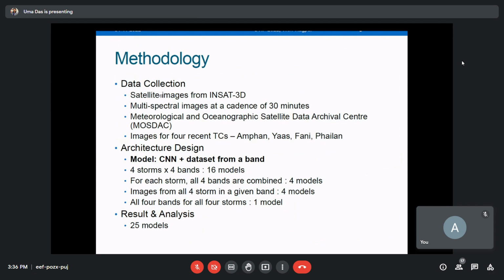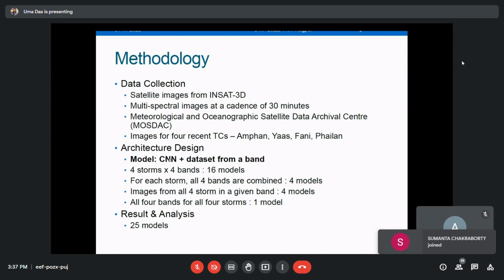Data collection is standard. Like I said, we focused on the Bay of Bengal region, and we took 4 tropical cyclones, Amphan, Yas, Fani, and Pailan for this particular study. The data are freely available from Mosdac, and the important thing is the cadence of this data set is 30 minutes, so every 30 minutes we have an image. Actually, not one image, but 6 images because this is multispectral data, in a variety of IR bands and visible band.